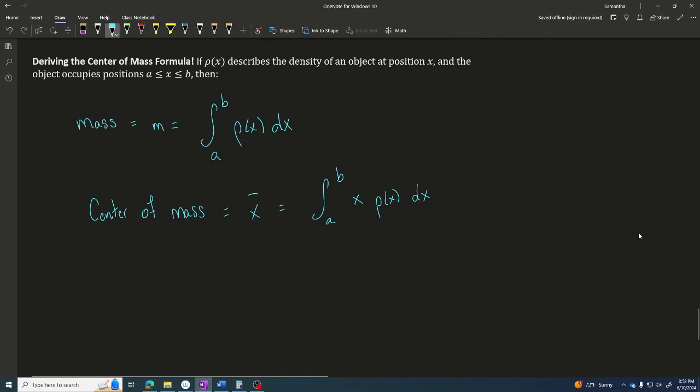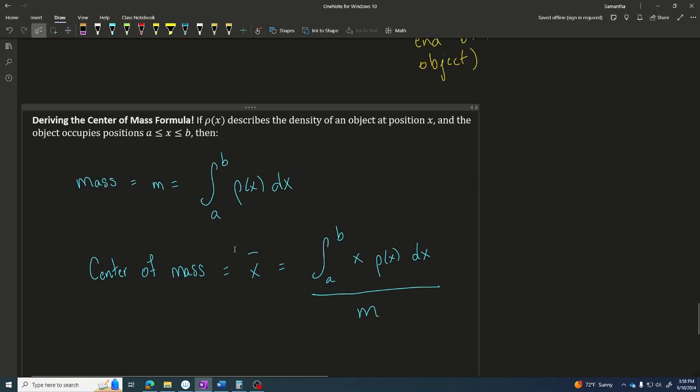And then to complete the formula, we would just have to put the total mass in the denominator. And this would be the integral formula for center of mass of a one-dimensional object if you knew its density function. Okay, so this is the explanation of center of mass and how to understand center of mass as an integral. Tomorrow we will explore using these two formulas to calculate center of mass in different situations.